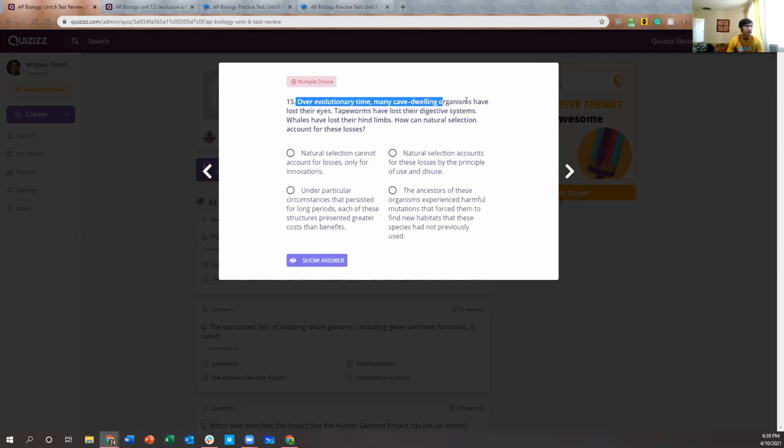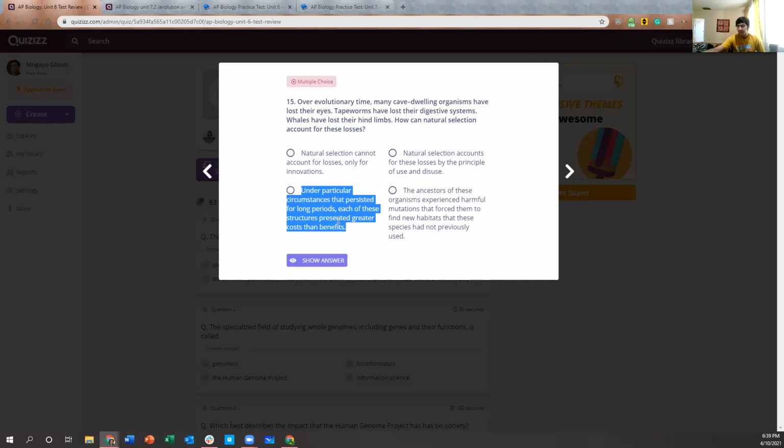So over evolutionary time, many cave-dwelling organisms have lost their eyes, tapeworms lost their digestive systems, whales lost their hind limbs. How can natural selection account for these losses? Let's see. Maybe it's this one. Under particular circumstances that persisted for long periods, each of these structures presented greater costs than benefits. So obviously, natural selection will say, if it's making the organism less fit, then that organism is less likely to survive and reproduce. So maybe those digestive systems and hind limbs were a greater cost than benefit. And that's the right answer.